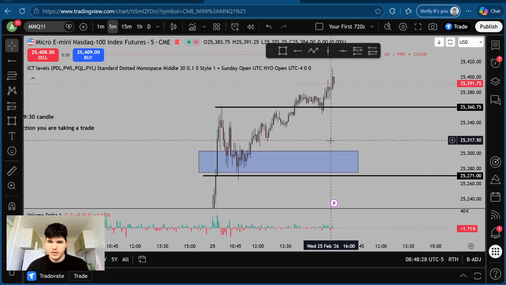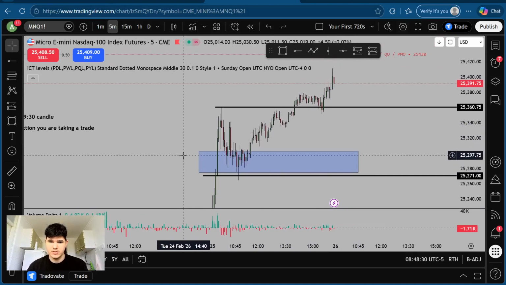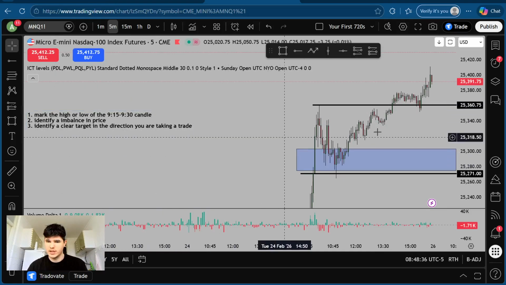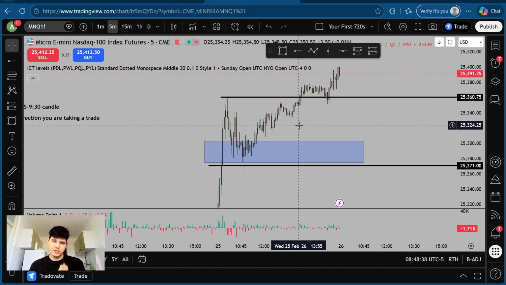So we are going to continue on with this. Have these three key points that make up this strategy, and then I just showed you an example of it and how I would manage my position if I was in this trade.